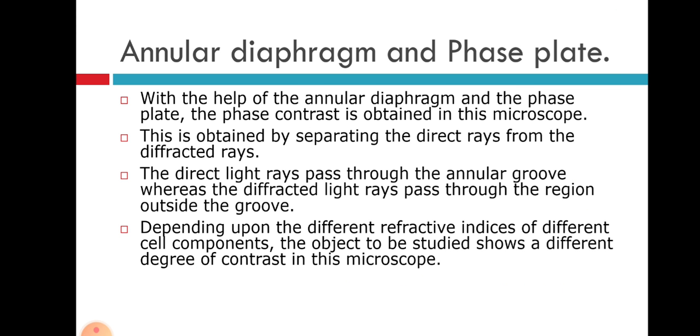With the help of the annular diaphragm and the faceplate, the phase contrast is obtained in this microscope. This is obtained by separating the direct rays from the diffracted rays. The direct light rays pass through the annular groove, whereas the diffracted light rays pass through the region outside the groove. Depending upon the different refractive indices of different cell components, the object to be studied shows a different degree of contrast in this microscope.